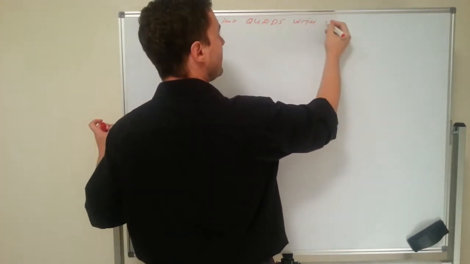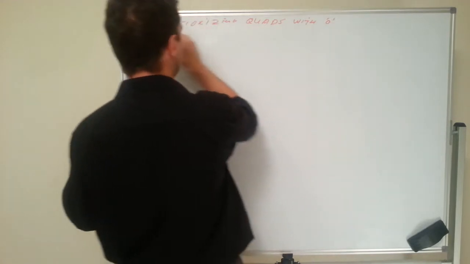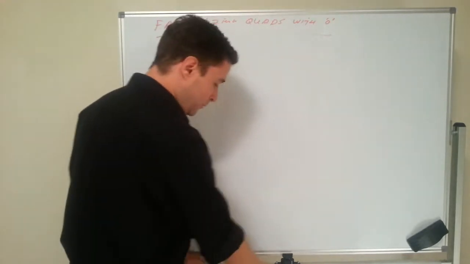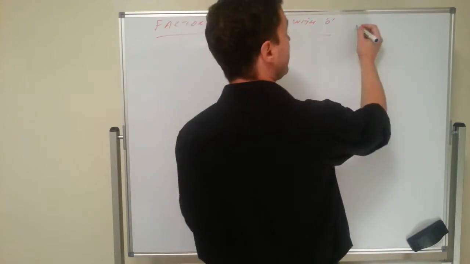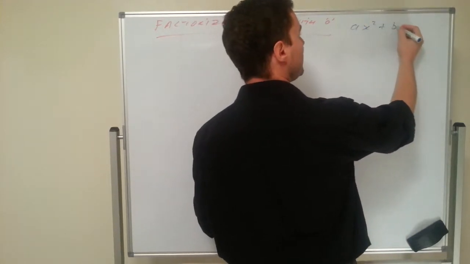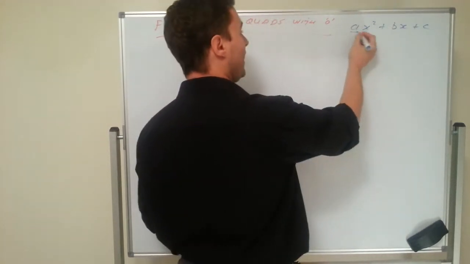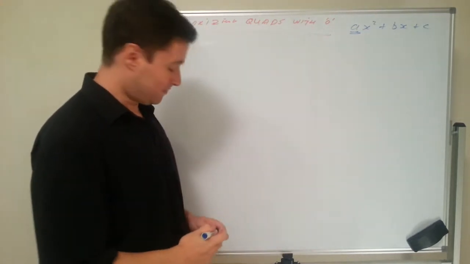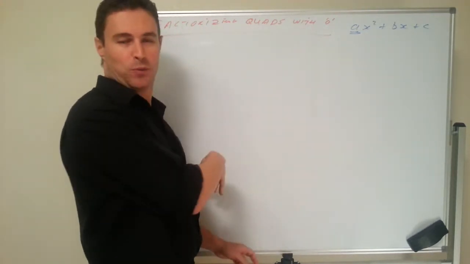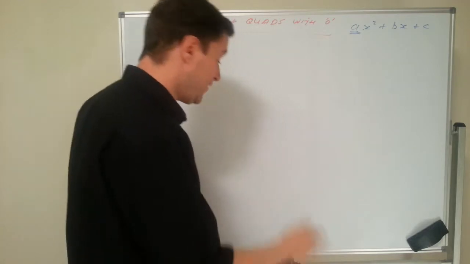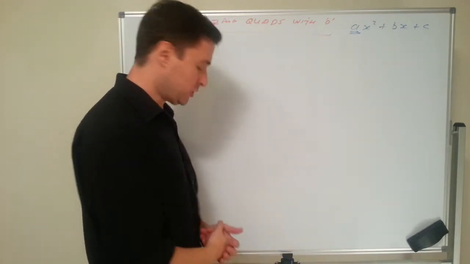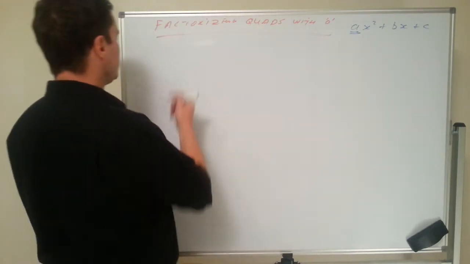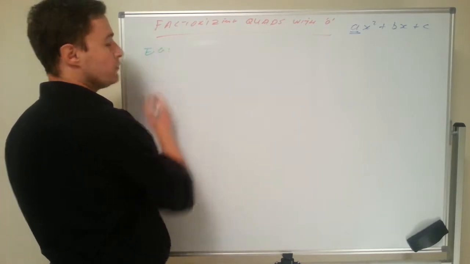with an A value. Alright, so when I say with an A value, I mean if you've got a quadratic, ax squared plus bx plus c, a is anything other than 1. Alright, if it's 1 then it's what I was doing before, but it's a piece of cake. But if it isn't 1 then you have to look at different combinations of things. Okay, so let's start with an easier one first, just to recap.